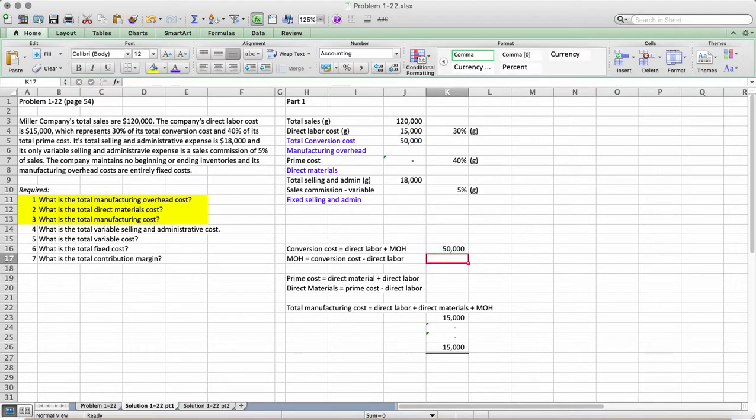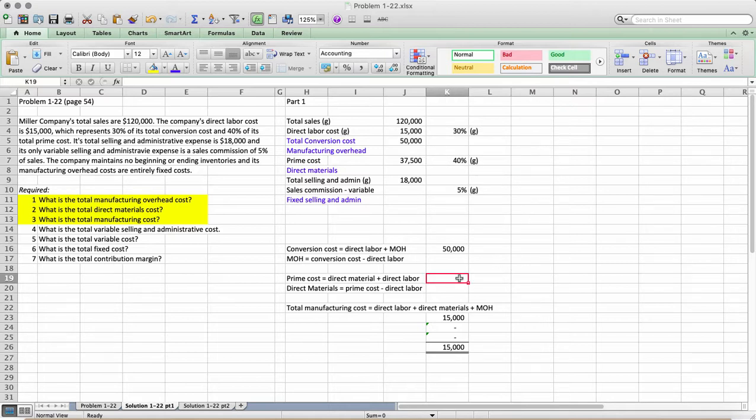I'm just going to highlight the bottom here where I've put conversion costs equals direct labor plus manufacturing overhead. Those are just little notes for you. So let's see what else we have. It represents 30% of total conversion and 40% of its total prime cost. So here's the prime cost. If it's 40% of the prime cost, now we're going to take the direct labor and divide it by the 40%. So now we know that prime cost is $37,500.